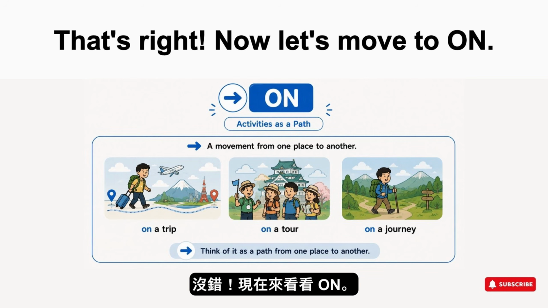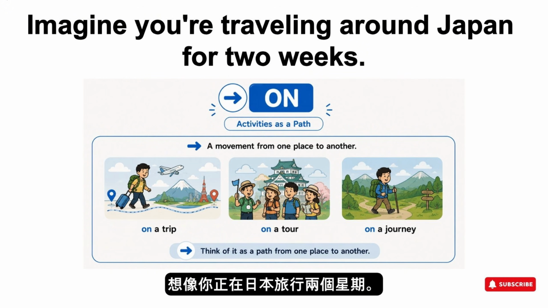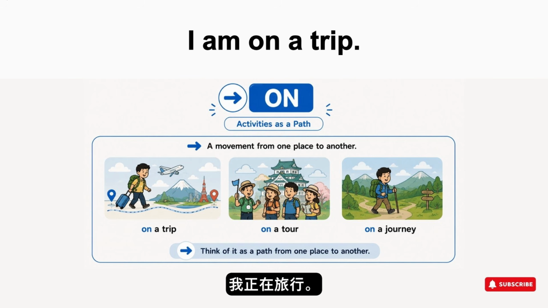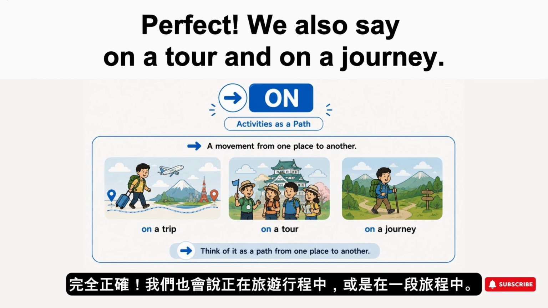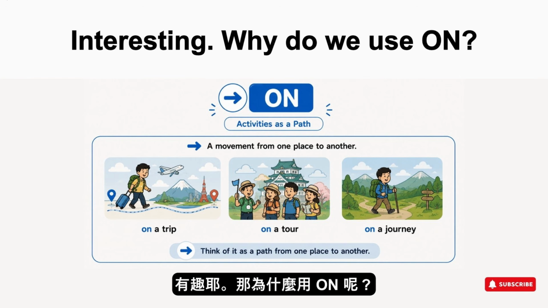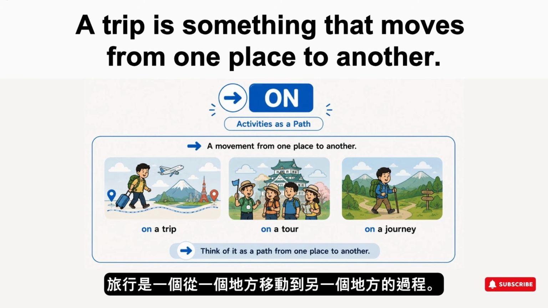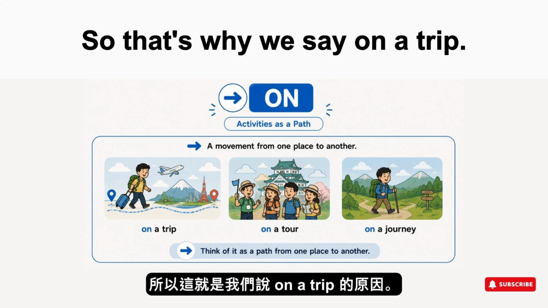That's right. Now let's move to on. Imagine you're traveling around Japan for 2 weeks. What would you say? I am on a trip. Perfect. We also say on a tour and on a journey. Interesting. Why do we use on? Think of it as a path. A trip is something that moves from one place to another. So that's why we say on a trip.